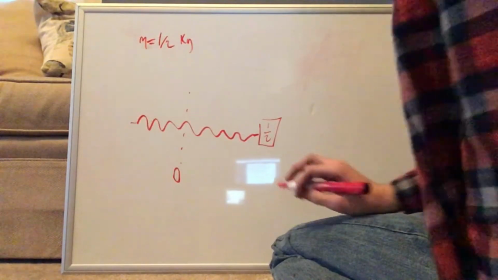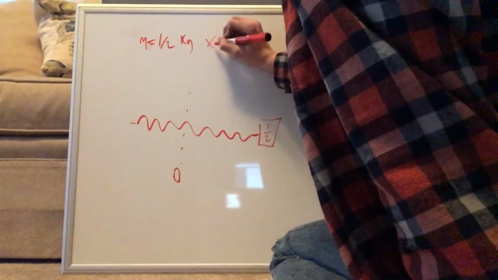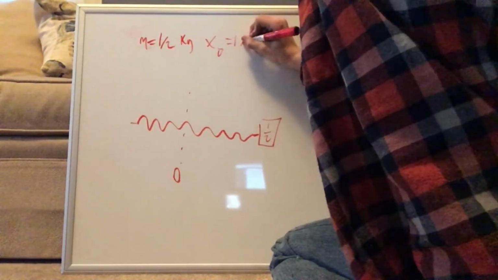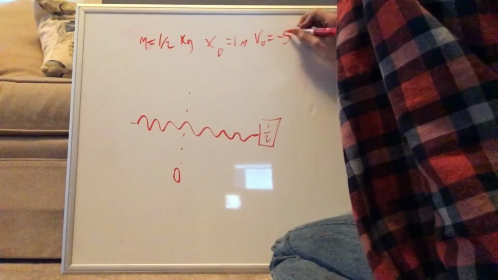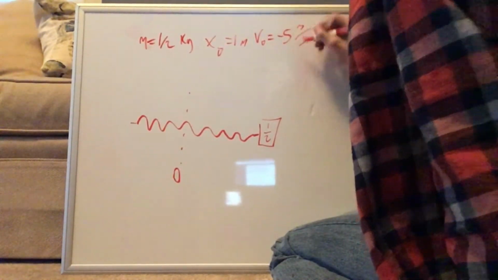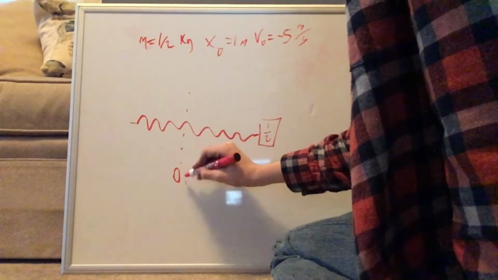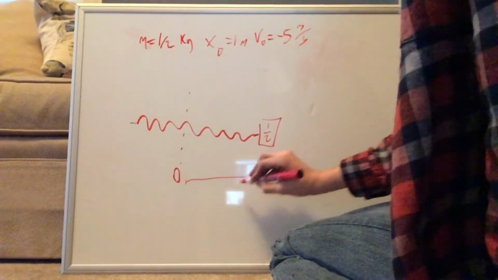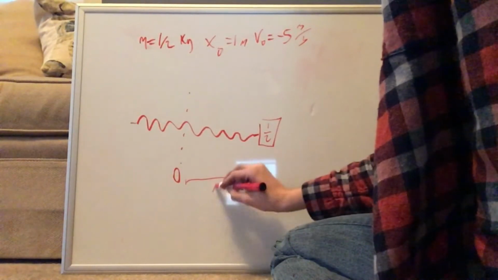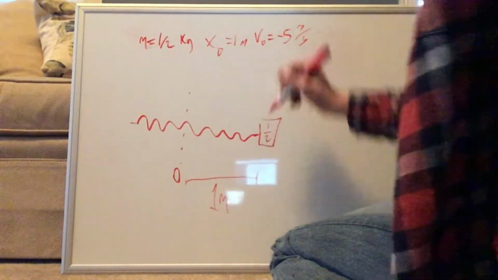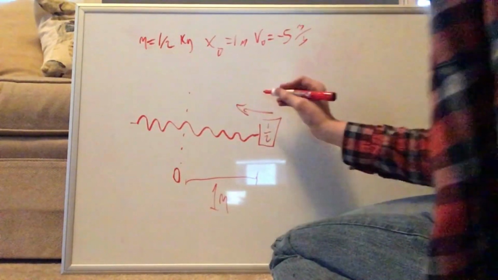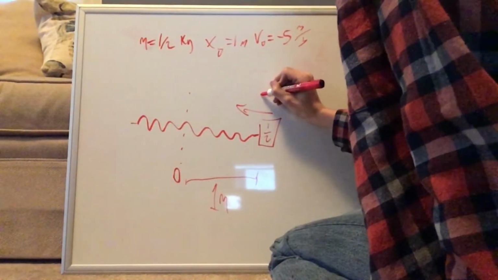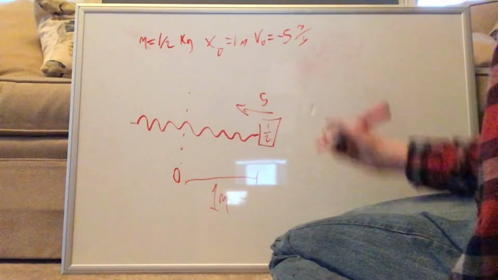We are given the initial conditions x0 equals 1 meter and v0 equals -5 meters per second. So this distance is only 1 meter, and this is moving at the very beginning. It's sliding this direction at 5 meters per second in that direction.